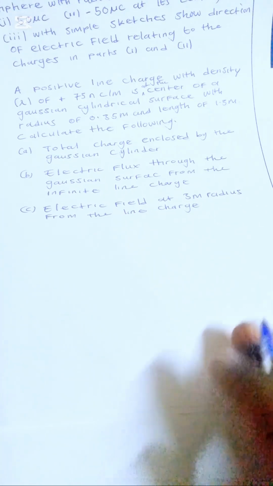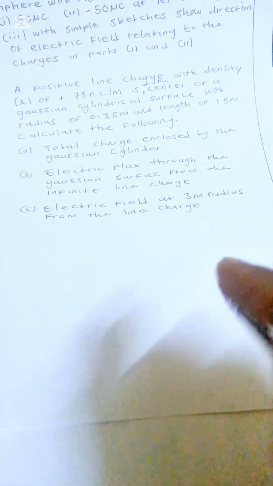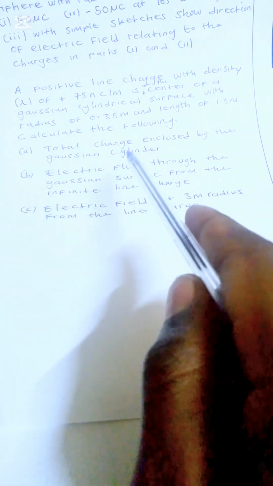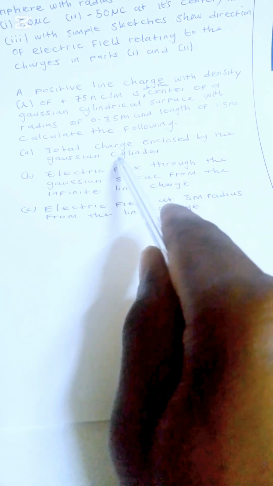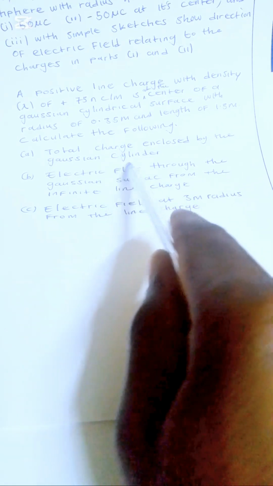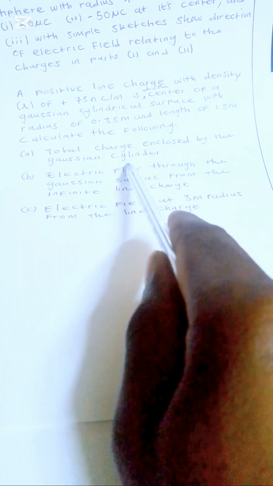So now what must come to our mind is we must take note of the type of equation we are dealing with, by taking note that it's a cylinder, a cylindrical surface. That's what we are dealing with. So here we are going to apply the equation of a Gaussian cylinder.